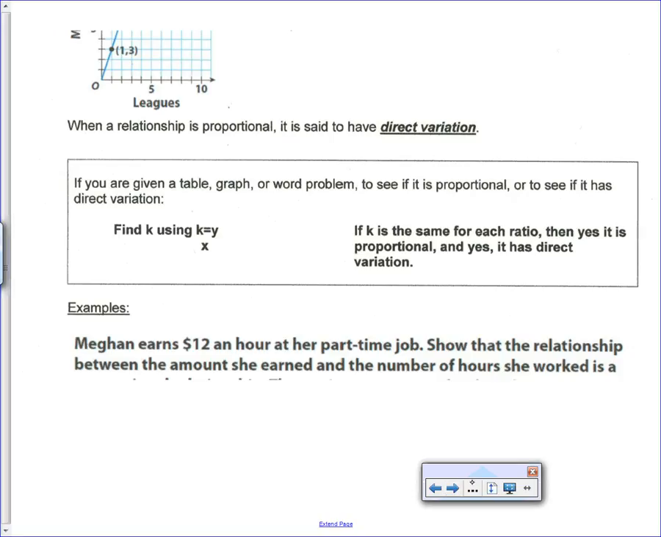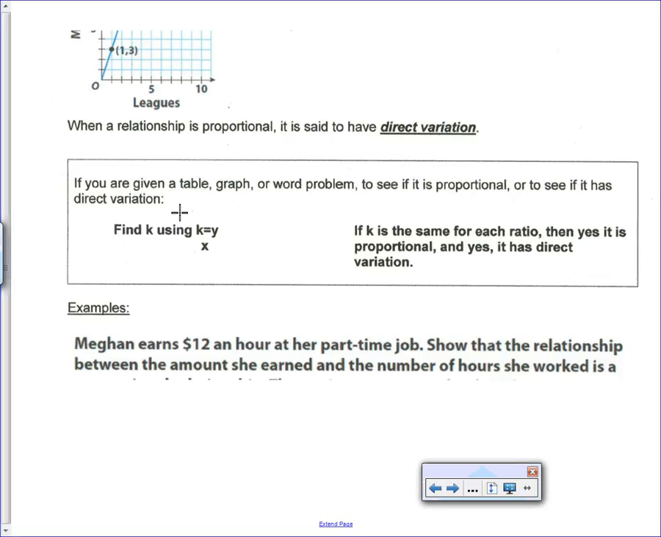All right, moving on. My notes got cut off a little bit. When a relationship is proportional, it is said to have direct variation. Okay, so proportional, direct variation, these are all the same thing. They mean the same thing.